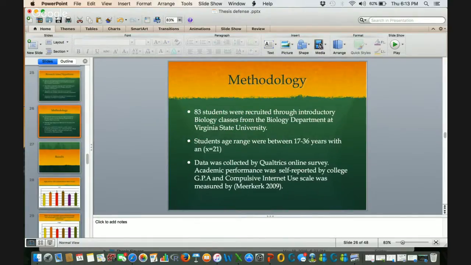Our methodology was we took 83 students who were recruited through the introductory biology classes here at Virginia State University. The range of our students' age was between 17 and 36, with a mean average of 21. Data was collected through the Qualtrics online survey, and academic performance was all self-reported. And we utilized the Merkirk compulsive internet use scale.